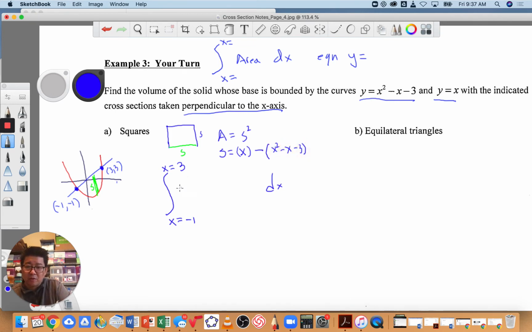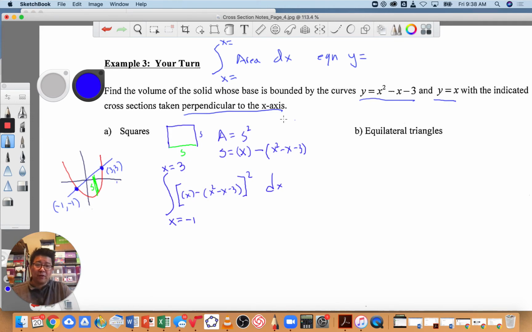Okay? So in this particular case, we'll do a little bracket maybe just to clarify things. X minus x squared minus x minus 3. Close my bracket, squared. So this is s squared, which is the area of one square. Dx gives it a little bit of thickness, okay? So it has volume now, and then we add up all of the pieces from -1 to 3, okay? And then you get your volume.